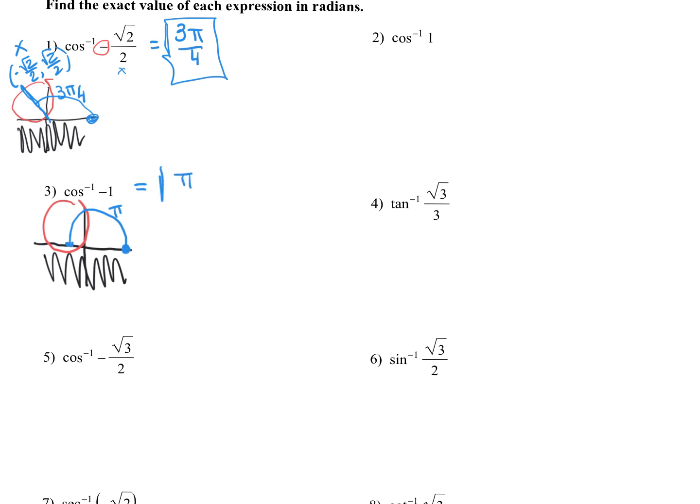The directions say to give your answer in radians, but we don't always have to give it in radians. So maybe on your test or somewhere else it asks for the answer in degrees. Pi is equal to 180 degrees. And with number 1, 3 pi over 4 on the unit circle is equal to 135 degrees.